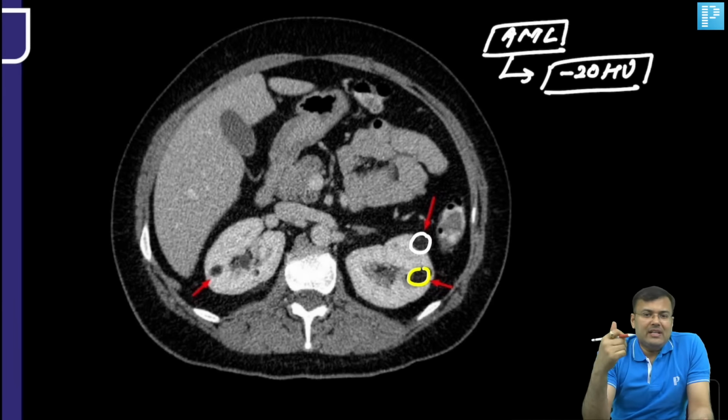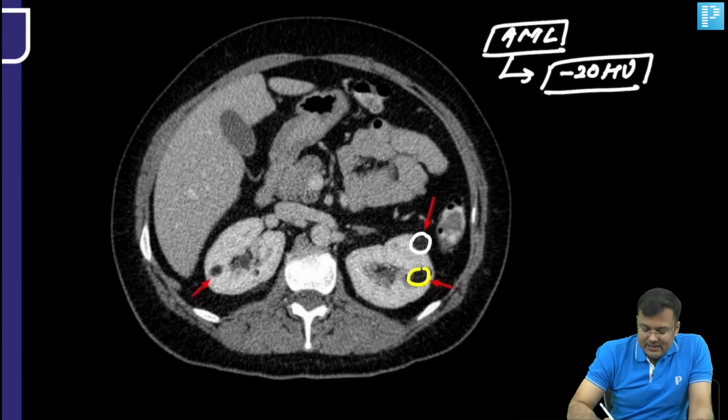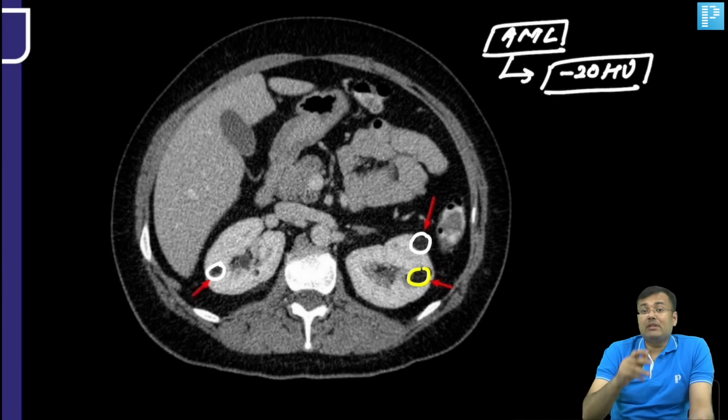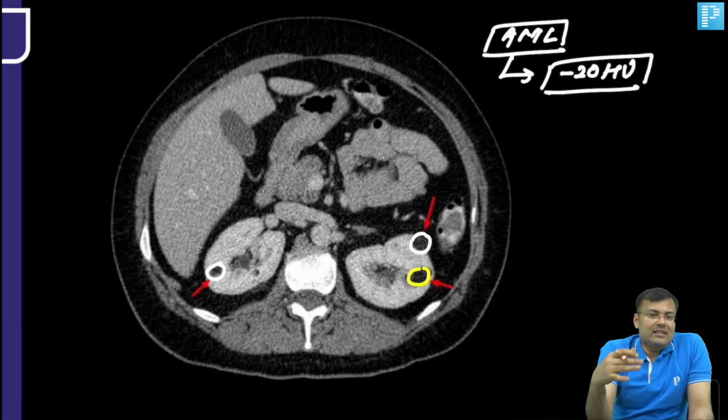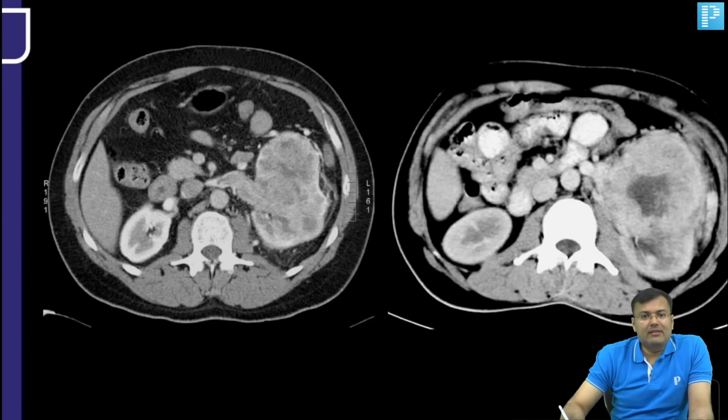How to differentiate angiomyolipoma from RCC? There is presence of fat and absence of calcification. So you can see this is angiomyolipoma. This was asked 2 to 3 times, so there are more chances of it coming. Okay. So this is angiomyolipoma, and now see this one.